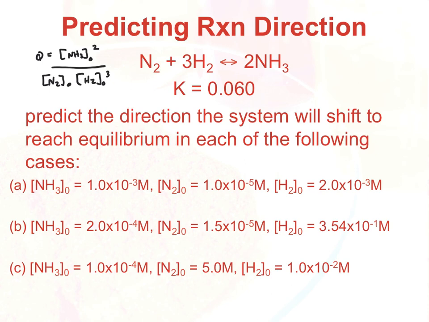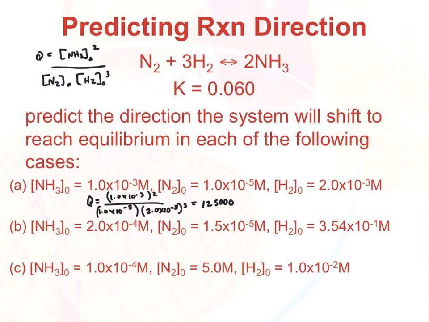Okay, now I'm going to be utilizing the initial concentrations that they've provided in each of these problems to solve for Q for each one of these cases. I'm then going to compare Q to my K value that's provided here, and I'm going to dictate whether or not a shift needs to occur to the left or to the right. So let's go ahead and do problem A.